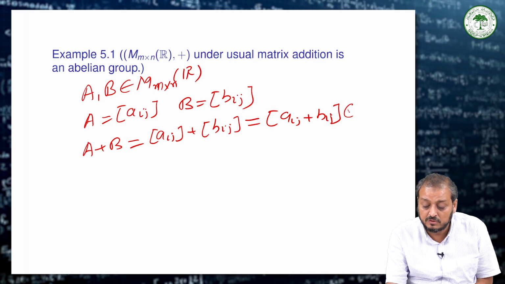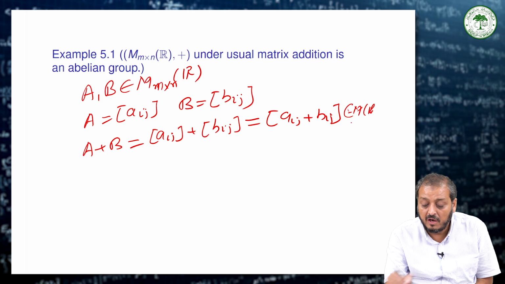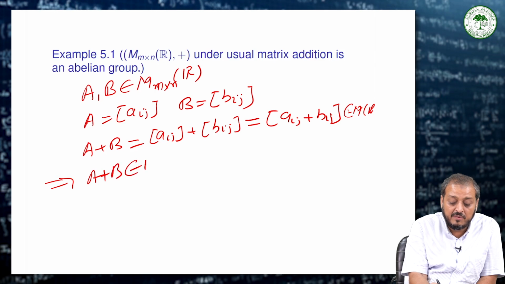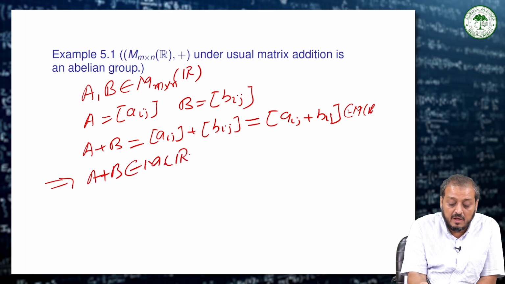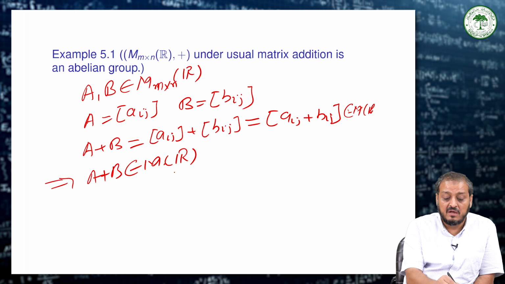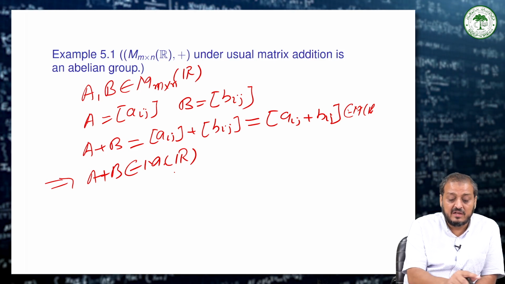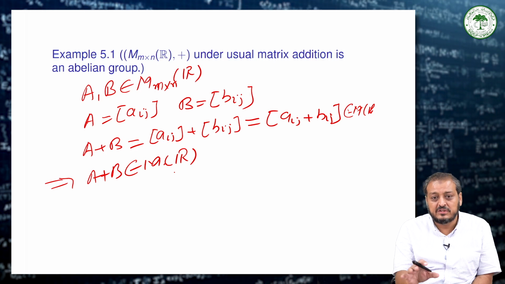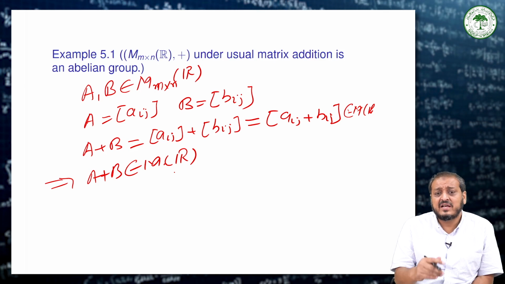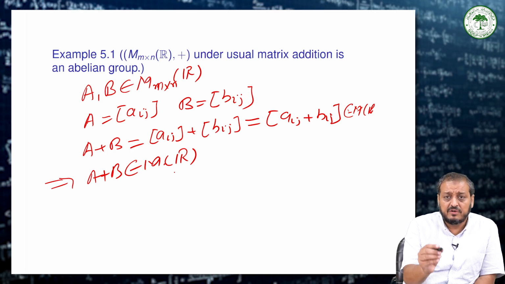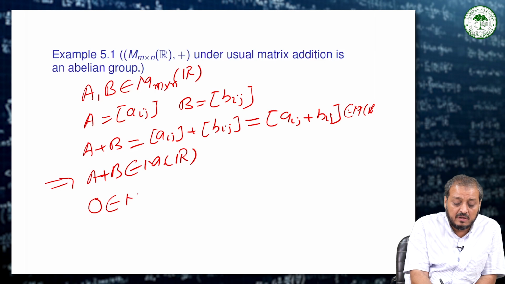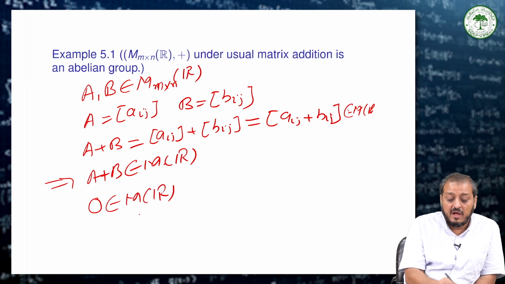So this belongs to the set M of m by n matrices over R. In general, A plus B is an element of the set of m by n matrices, so this set is clearly closed under addition. Similarly, matrix addition is clearly associative. Now we have to find out whether there exists an identity element or not. First, suppose 0 is the zero matrix, which belongs to the set of real matrices.